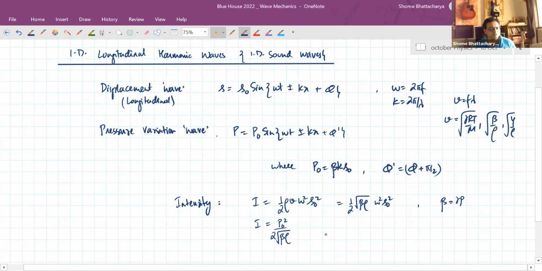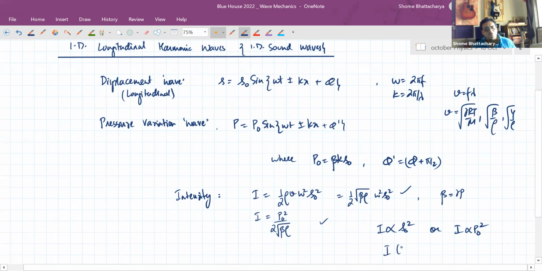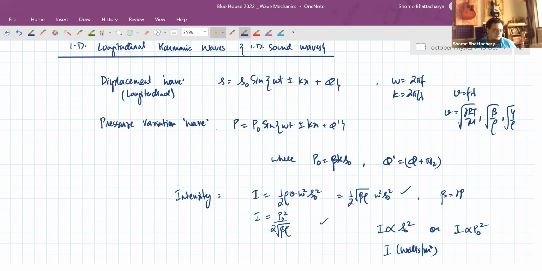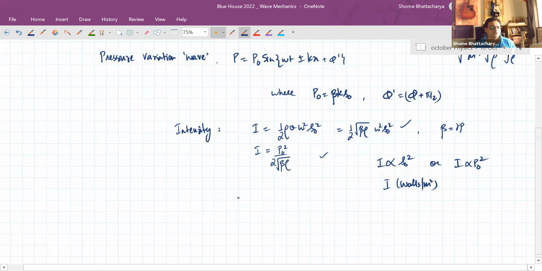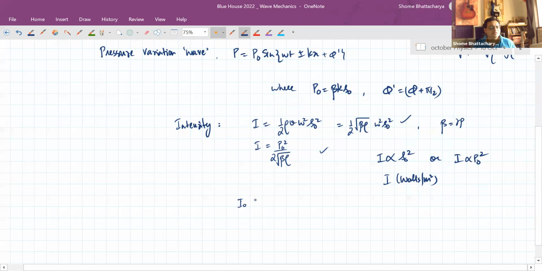So basically, intensity is proportional to the square of amplitude, whether we think of it as the pressure amplitude or the displacement amplitude. And this intensity is expressed in watts per meter square. When we actually do a calculation of the intensity, it will be expressed in watts per meter square. But because the range of intensity for human hearing is very large, the threshold of hearing we saw was a comparatively very tiny intensity.